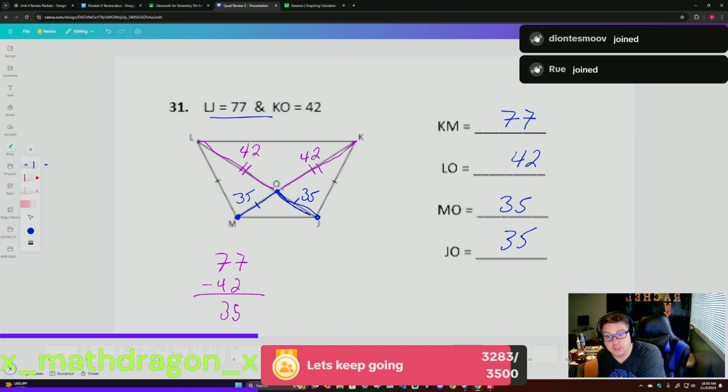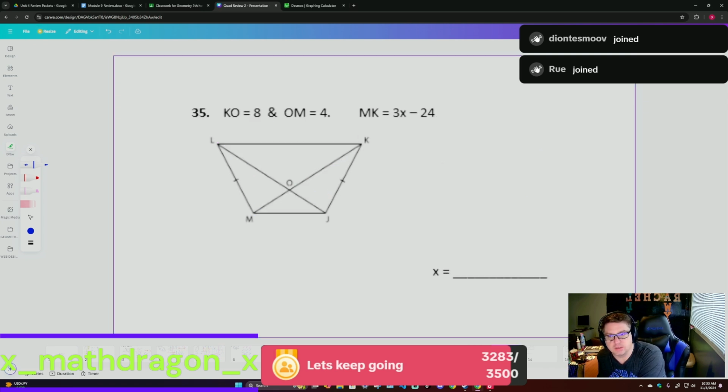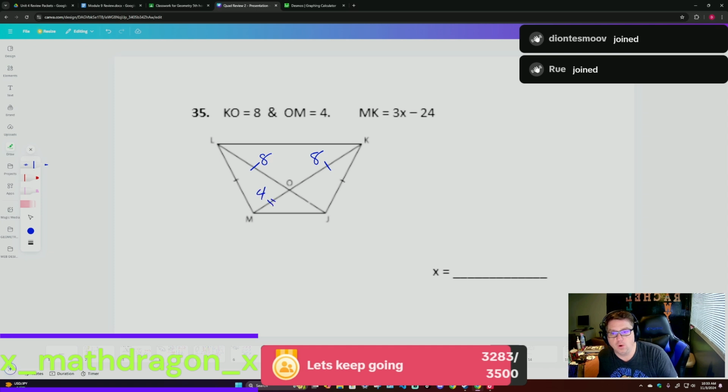So segment addition postulate, a piece plus a piece equals the whole thing. And you just have to use your properties of isosceles trapezoids. Now, if they give you some other stuff that you need to take care of, use it. So KO is 8, so LO is 8. OM is 4. OJ is 4. And now they want MK.